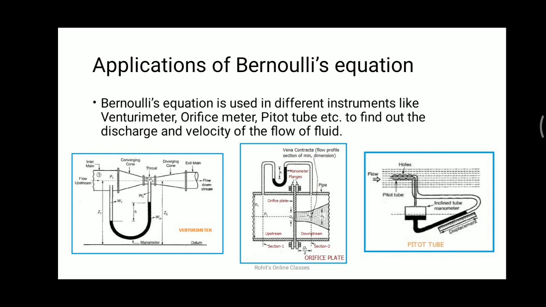In the venturimeter there are three main components. The first component is the converging cone, then the throat, and then comes the diverging cone. Using this venturimeter we can find out the discharge. What is discharge? Discharge is nothing but the amount of fluid collected in unit time.